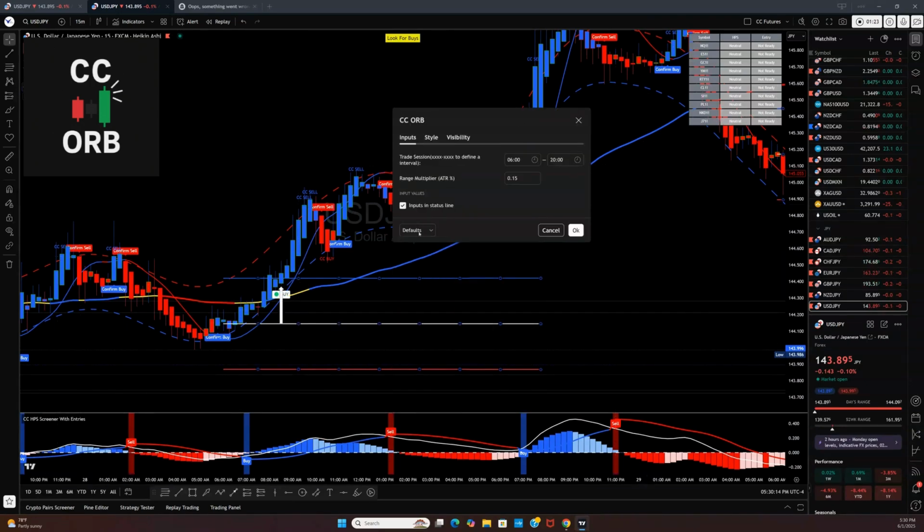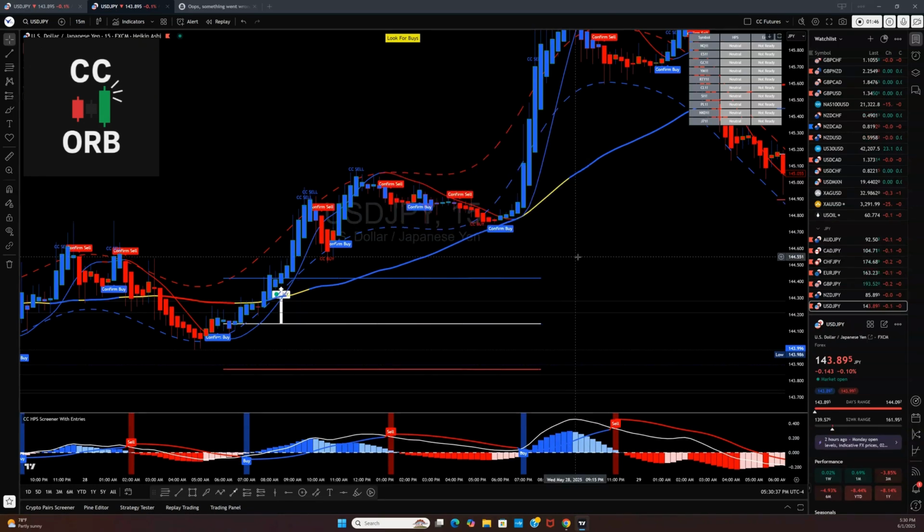Here on the settings, the range multiplier is going to stay the same, but here is where you can change the time of what sessions you want to trade. So if you trade the London session, you can use it for the London session. I trade the New York session, so I use it for the New York session. I usually get to the market about 7:30 in the morning, looking for different setups. So I'm going to show you how we use this here.